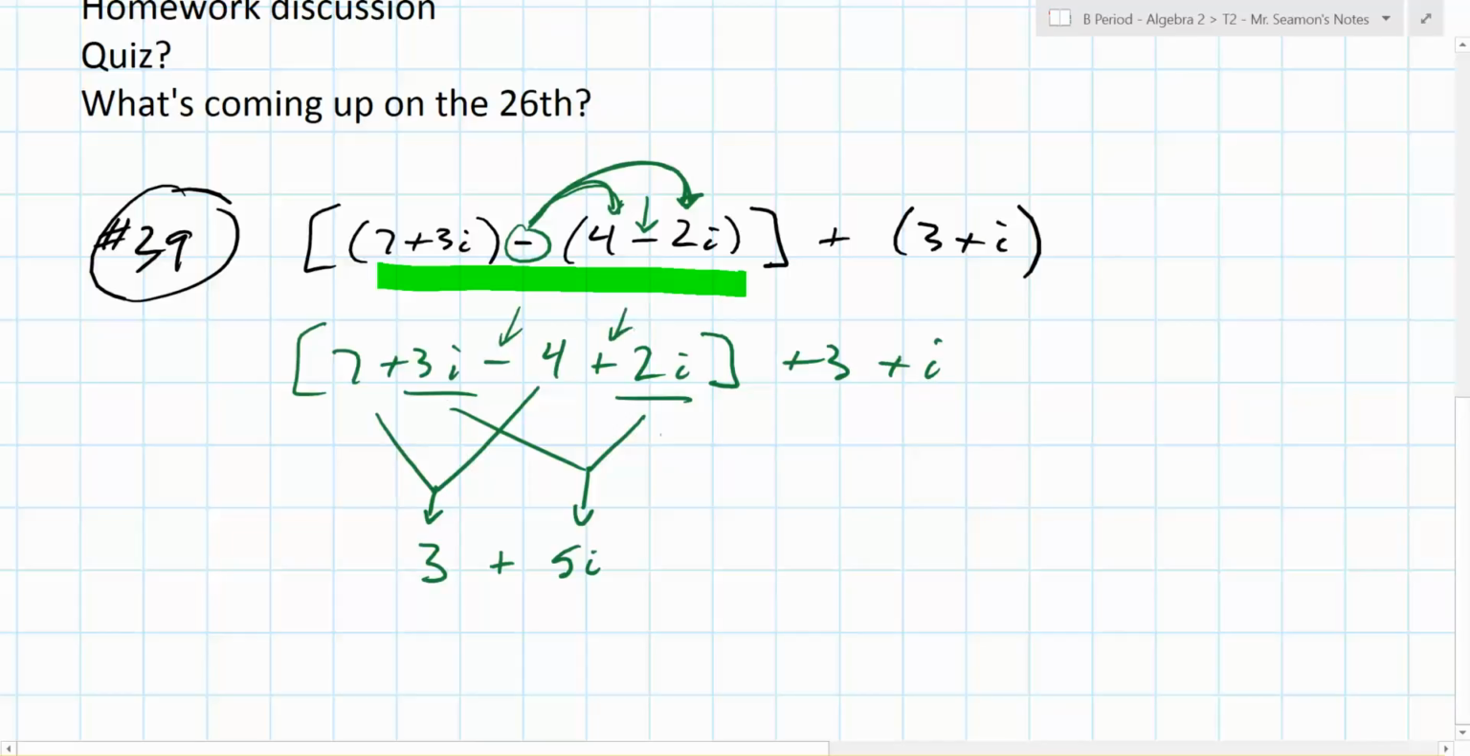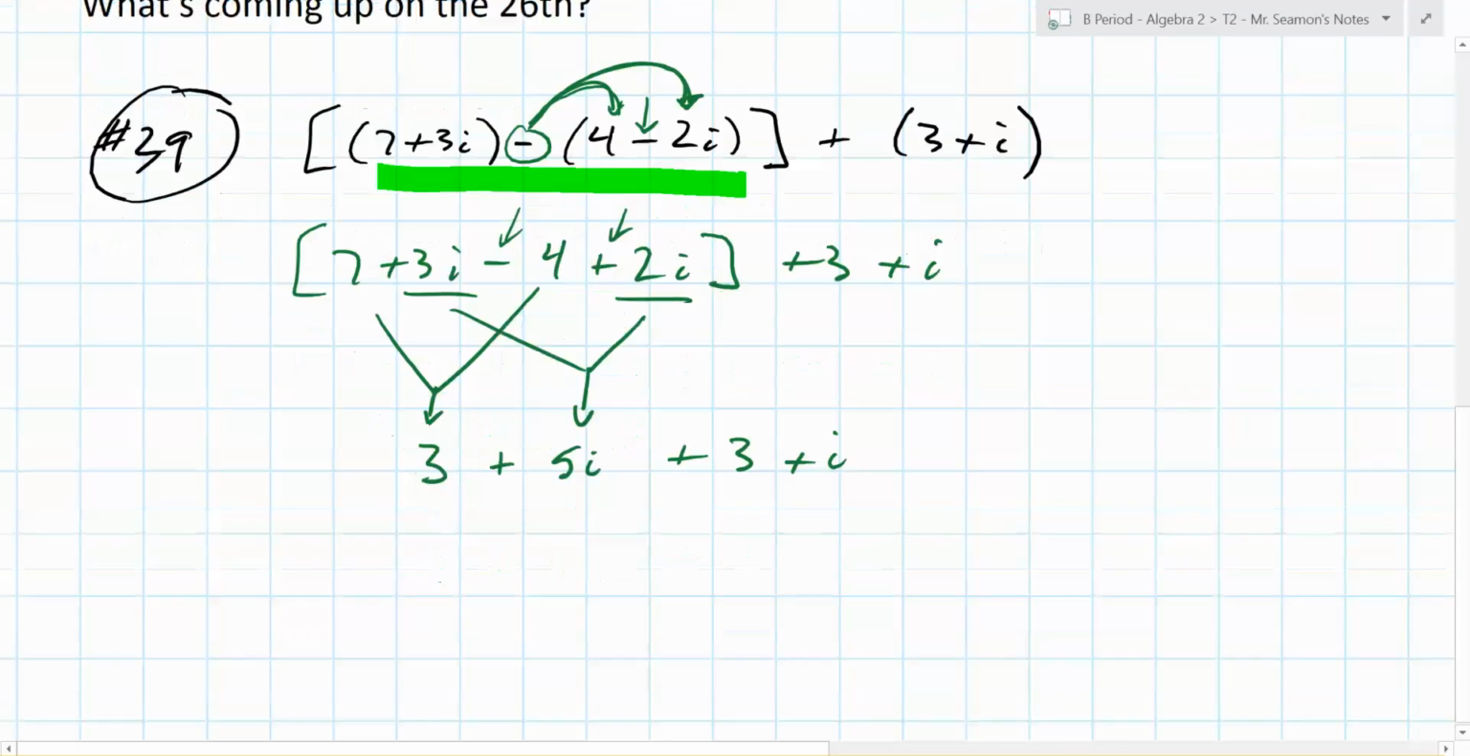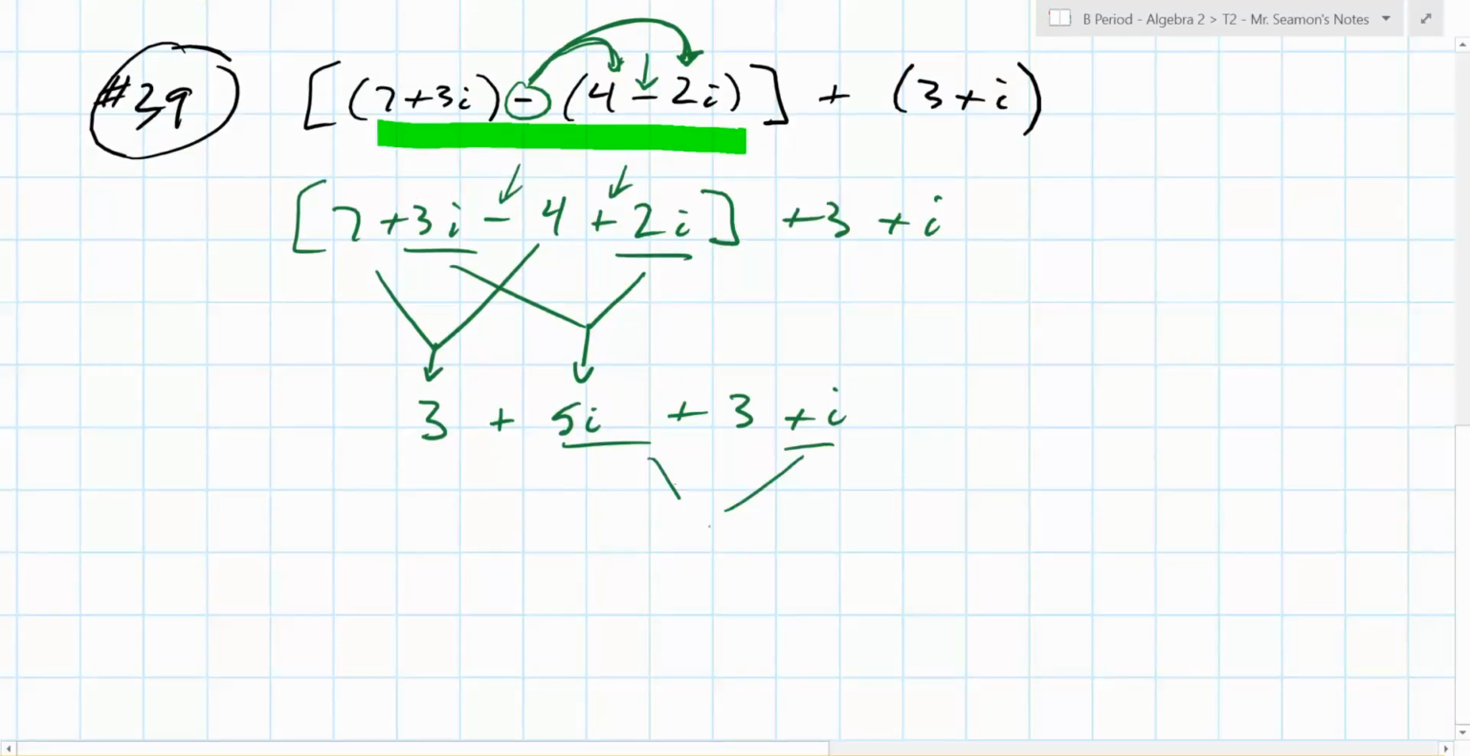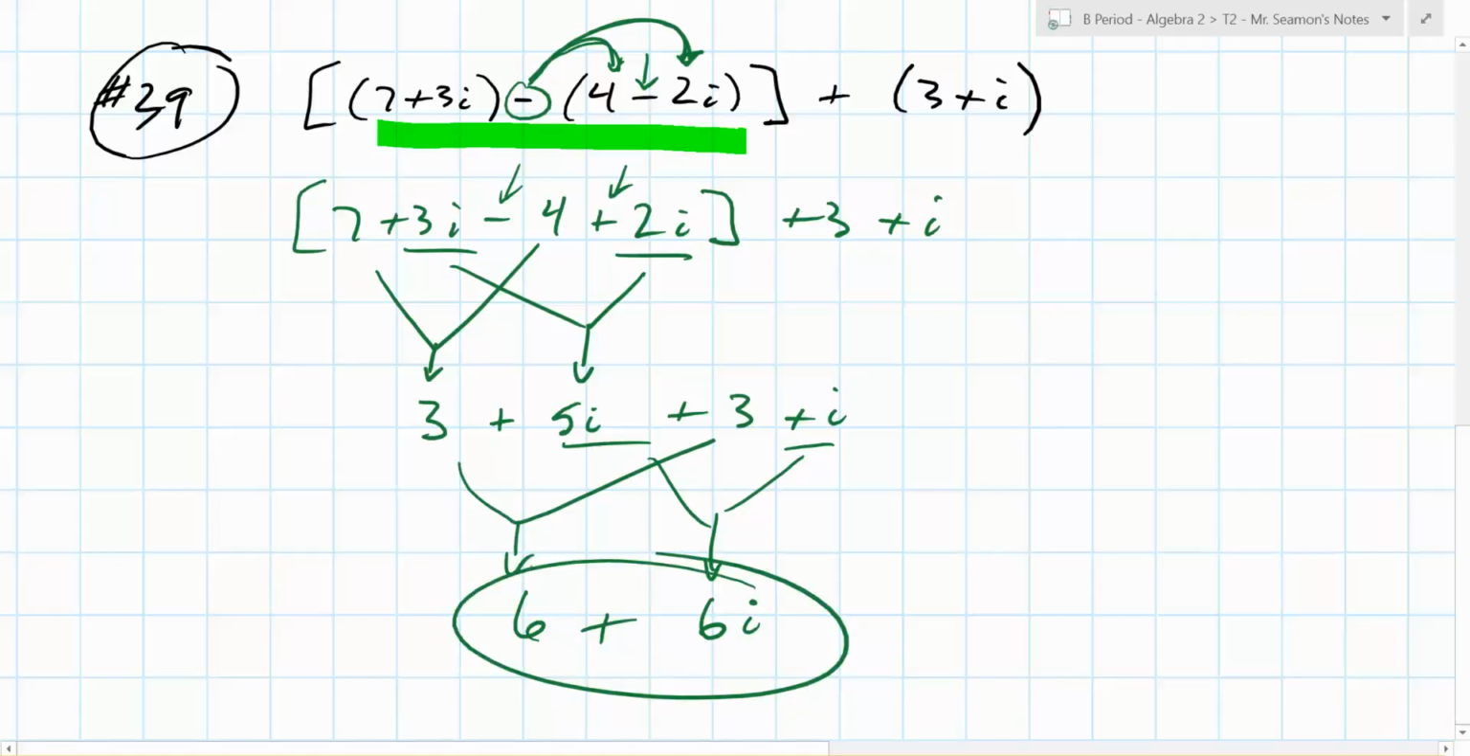So 3 plus 2i is 5i. And then you just have plus 3 plus i. So how many i's do you have? We have 6. Yeah, you got 6. What about this? So what's the answer? 6 plus 6i.